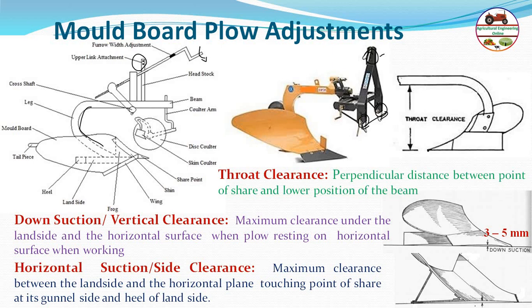You can say between the land side and the horizontal plane touching point of the share. Share is touching at this point, and this is the land side, the gunnel side or heel side of the share. So there is a difference or clearance, and it is called the horizontal suction. Generally the value is around 5 millimeter, so that there is less contact with the furrow wall and less friction is encountered, therefore less draft is applied on the moldboard plow. So these are the different moldboard plow adjustments.